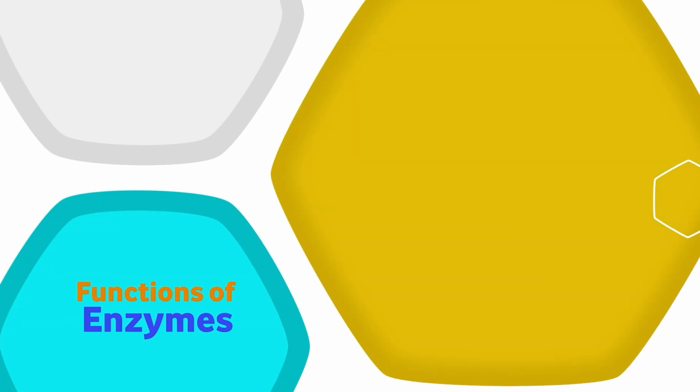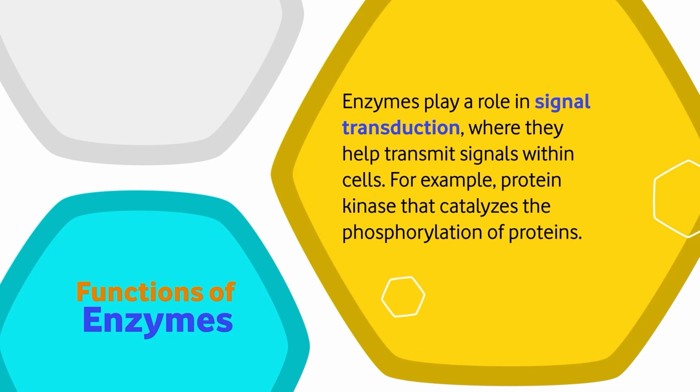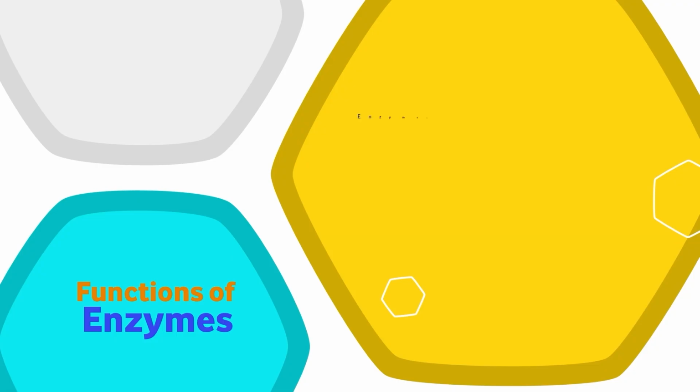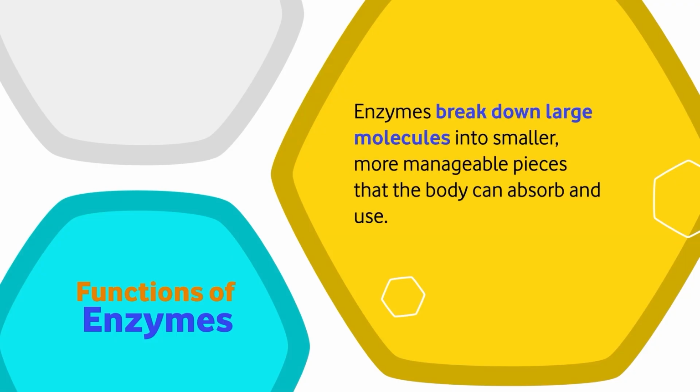Let us see which functions enzymes perform. Enzymes play an important role in signal transduction, where enzymes help to transmit signals within the cells. For example, protein kinase catalyzes the phosphorylation of proteins. Another function is that enzymes break down large molecules into smaller, manageable pieces that the body can absorb easily and use easily.